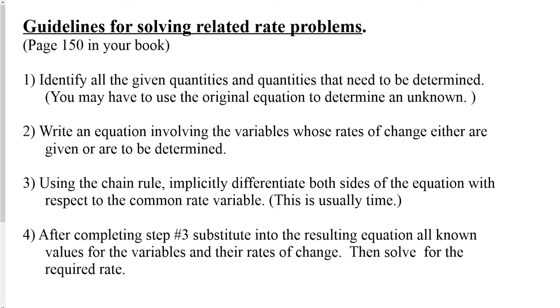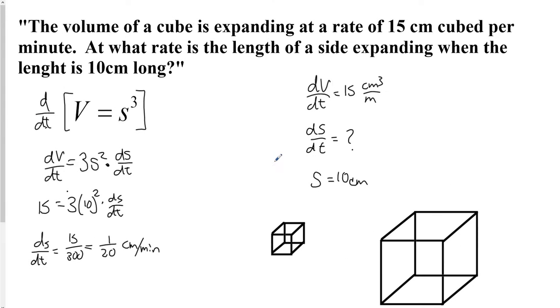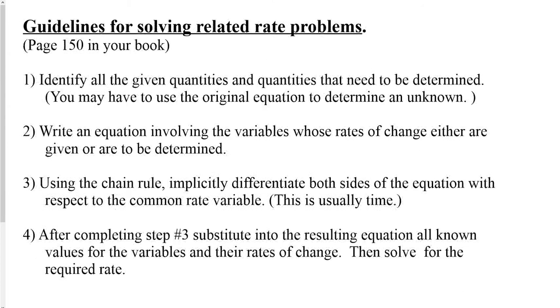First thing you want to do is identify all the given quantities and quantities that need to be determined. You may have to use the original equation to determine an unknown, and we're going to do that in the next problem. Second, you need to write an equation that involves all of the variables whose rates of change are either given or need to be determined. Okay? In this one, we had a rate of change that was given, and we had a rate of change that needed to be determined.